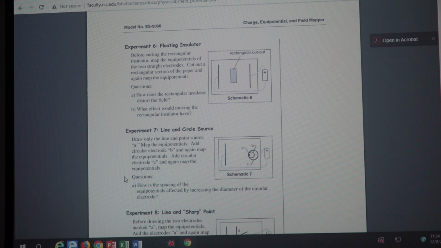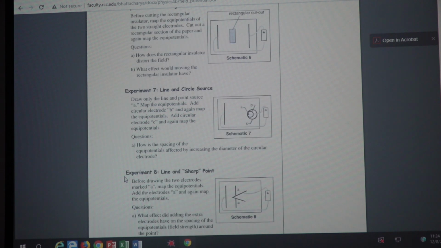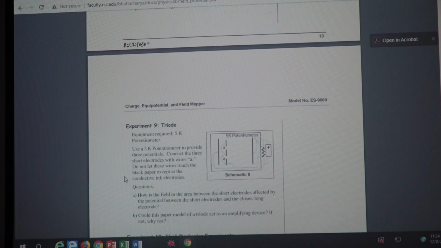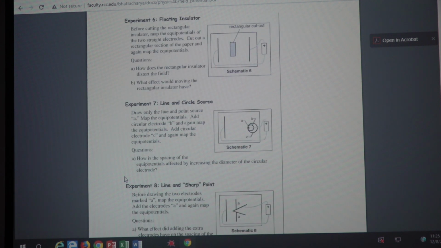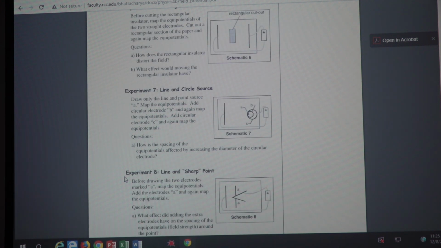And let me see if we get some figures already done for experiment 7 or 8. So we will at least try to do up to experiment 6. And if we have time, we will go through experiment 7 and 8 also. Okay, so that's our write-up. Now I'll go over to the experimental setup.